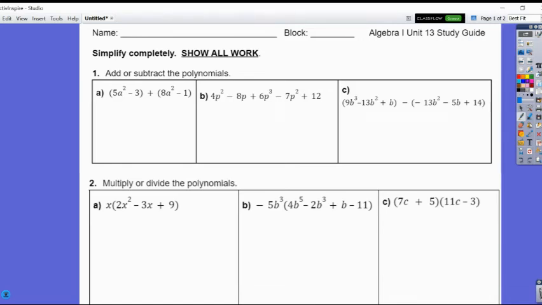Welcome! We're going to practice more with our polynomial operations through this Unit 13 study guide and make sure that we are super prepared for that upcoming test. So, number one, we're going to work with our adding or subtracting.